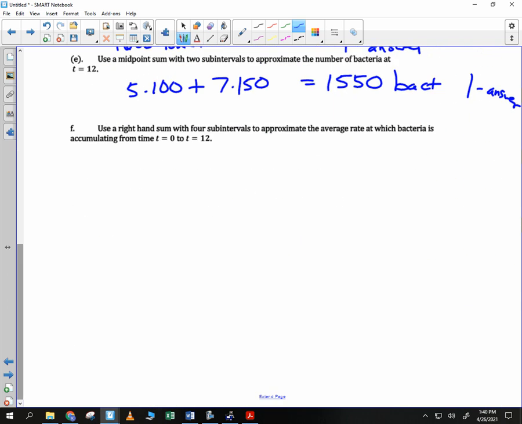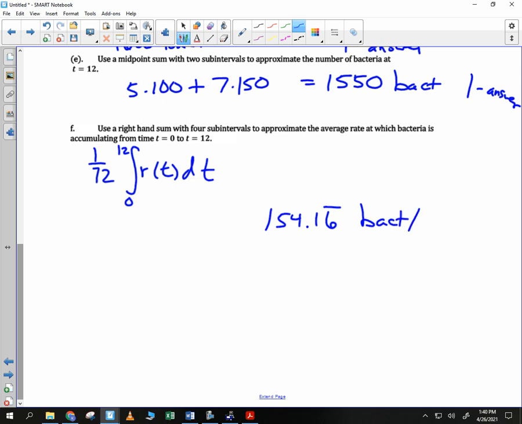Right-hand sum to evaluate the approximate average rate at which the bacteria is accumulating. You should have 1 over 12 times the integral from 0 to 12 of r of t dt. And it says to use the right hand. I won't go through all the work, but I came up with 154.16 repeating bacteria per hour.